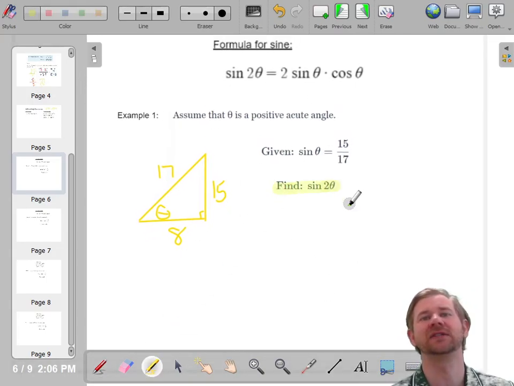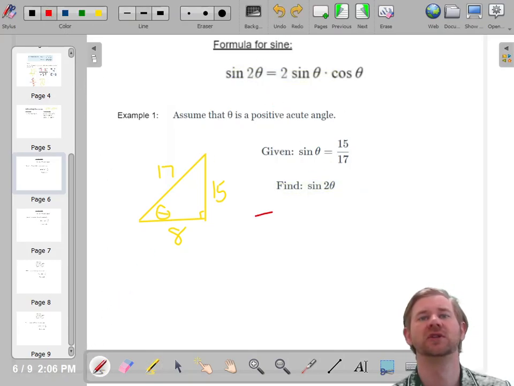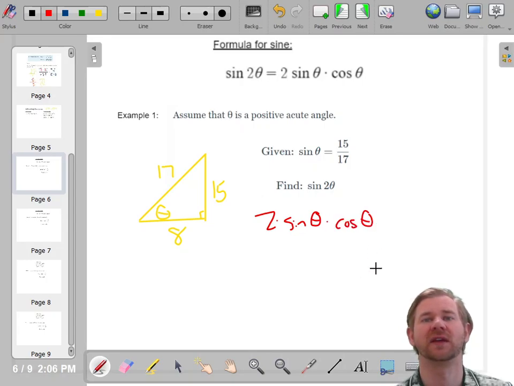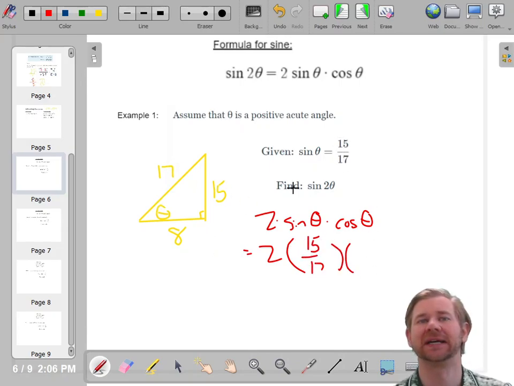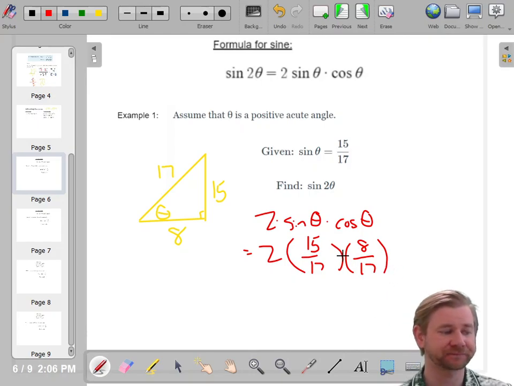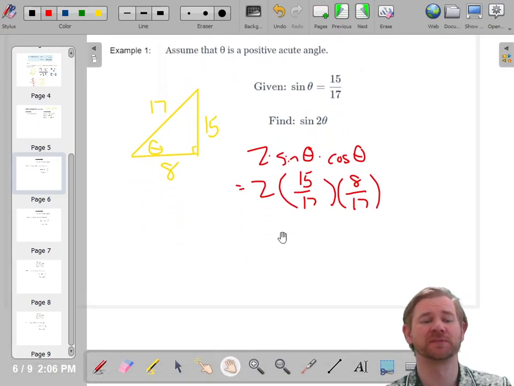And that's the biggest thing, you have to realize that the sine of 2 theta is 2 times the sine of theta times the cosine of theta. And we're just going to fill it in now. So 2 times, what is the sine of theta? 15 over 17. They gave it to me. But the cosine of theta I didn't have originally, so I needed to find that. That's 8 over 17.